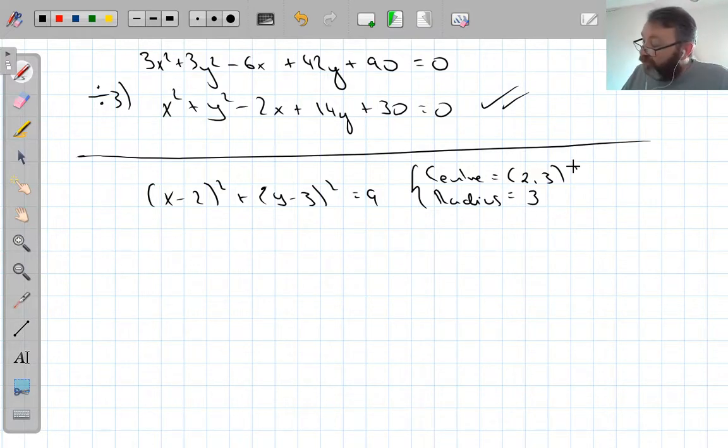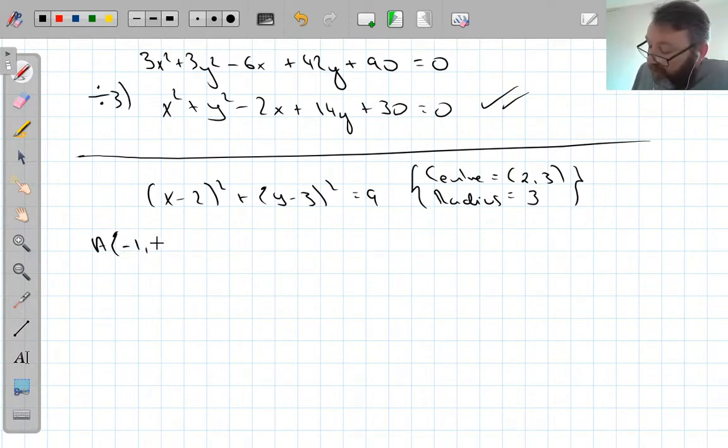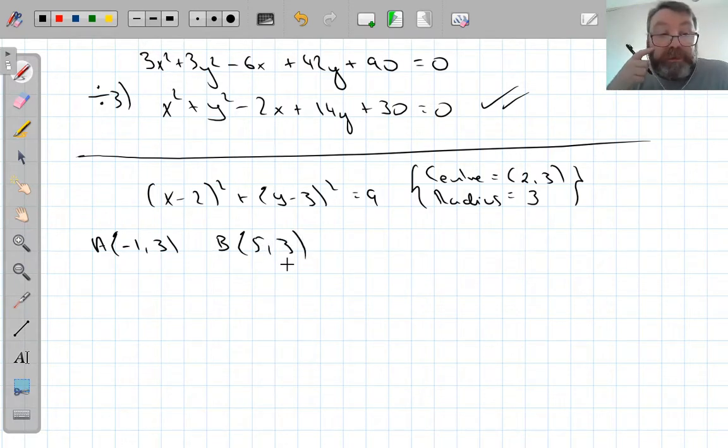Okay, so that's two pieces. I might never use them, but it's two pieces of information that I can pull out of that equation. A and B are the coordinates of 2 points. Okay, so we've got A, which is the point (-1, 3), and we have B, which is the point (5, 3). And we're told that they're coordinates of 2 points. Okay. Number 1, show that the x-axis is a tangent to S.